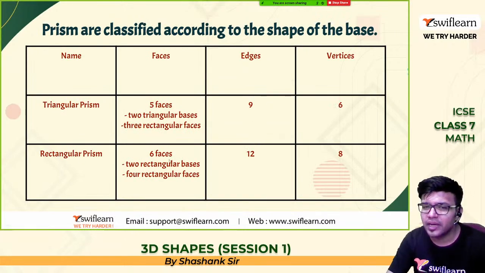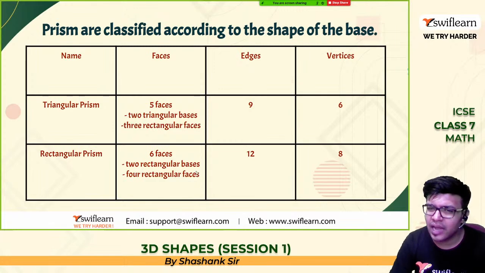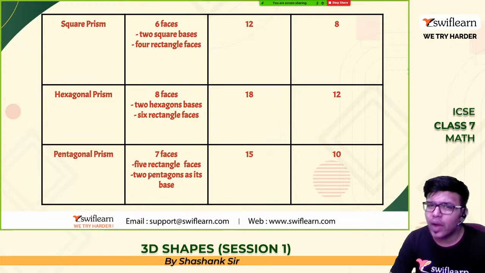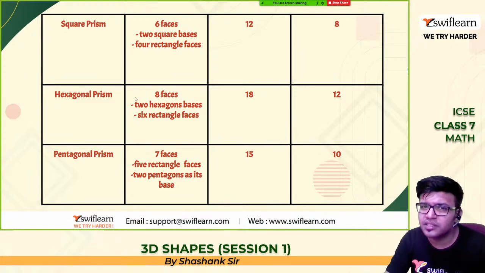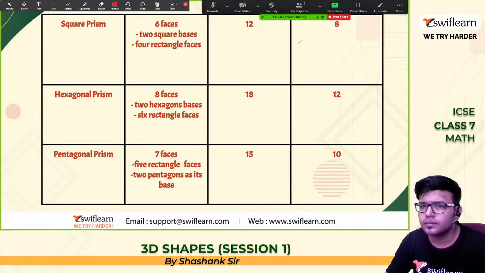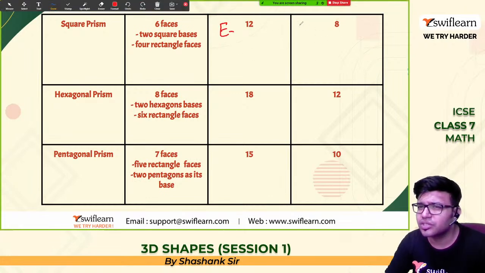Rectangular prism. Okay. It has 6 faces. 2 rectangular bases, 4 rectangular faces. 12 edges, 8 vertices. Rectangular prism is nothing but cuboid. Okay, square prism. The base is square and it is extruded. Same 6 faces, 2 square bases, 4 rectangular faces, 12 edges and 8 vertices. Yes.